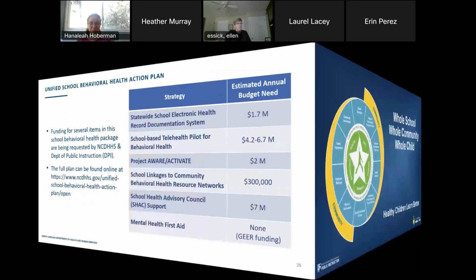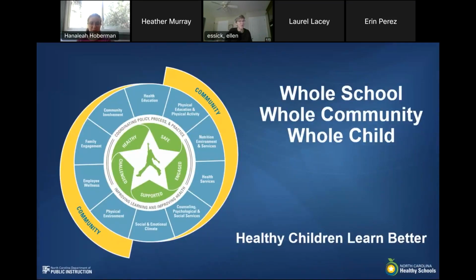Also wanted to just let everyone know that we do all of this work within the context of the whole school, whole community, whole child framework. And this is a framework where the CDC and ASCD, so the academic organization ASCD and the Centers for Disease Control, came together and said, let's work together, health and education, to put that student in the center and to provide them the supports they need in all of these areas, and do that within the context of the community in which that student lives.